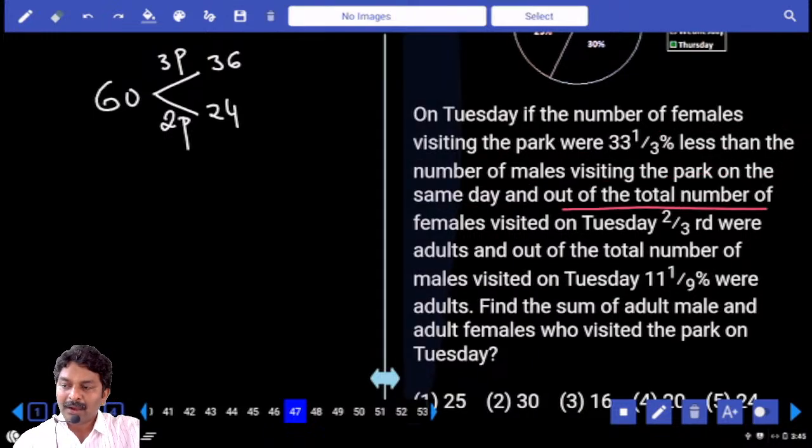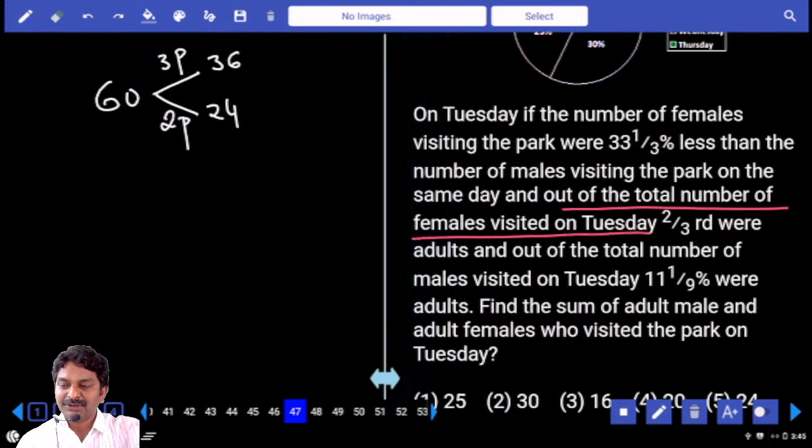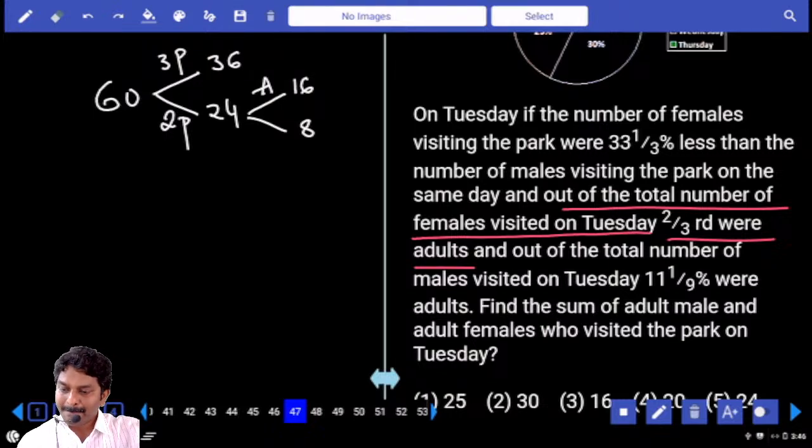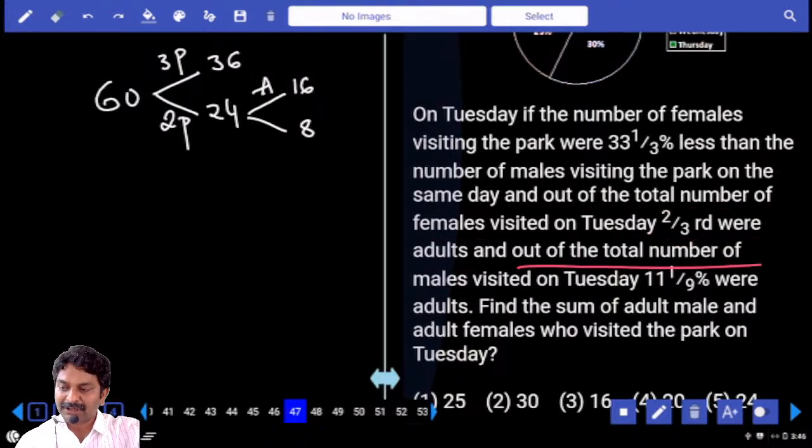Next. Out of total number of female visiting Tuesday, 2/3 were adult. Out of this, 1/3 is 8. Adults are 2/3, which is equal to 16. And remaining, right, okay.